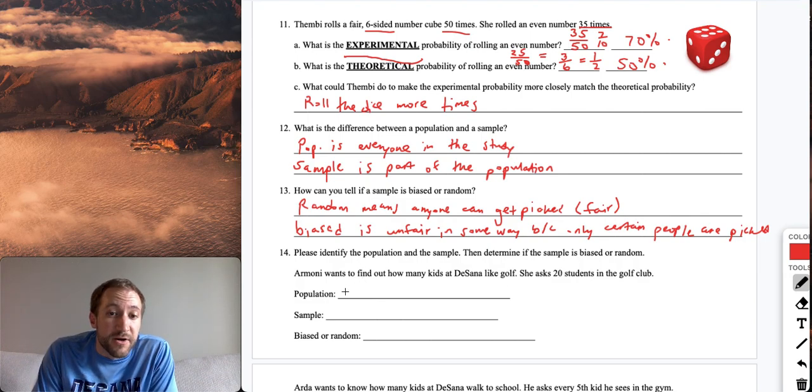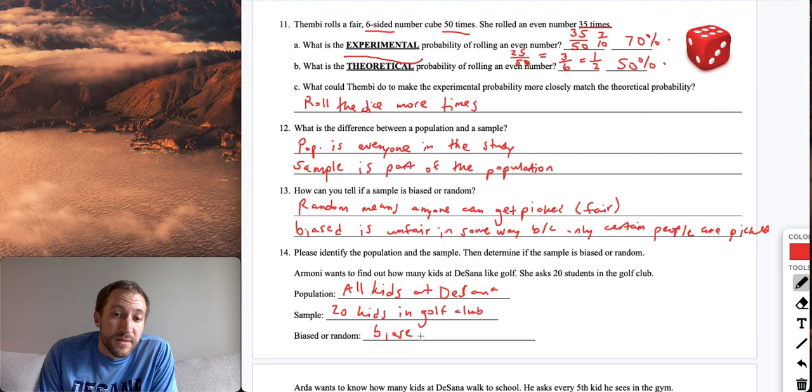So the population here is all kids at DeSana. She wants to know about every single kid at DeSana, but she can't actually ask every single one. That would take too long. So instead, she's going to ask a small sample. And in this example, she asks the 20 kids in golf club. So that's her sample, 20 kids in golf club. It is biased because she's going to find out that all the kids in golf club like golf. So that's not really a good representation of all the kids at DeSana.